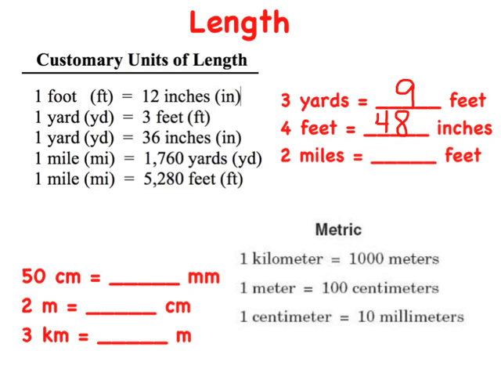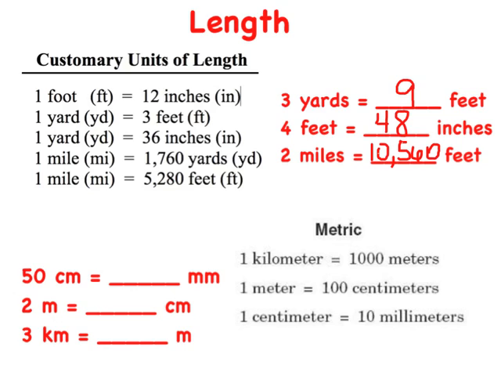And then my next one, 2 miles equals how many feet? Well, again, by looking at my chart, I see that 1 mile is 5,280 feet. So if I doubled that, 2 miles would be 10,560 feet.